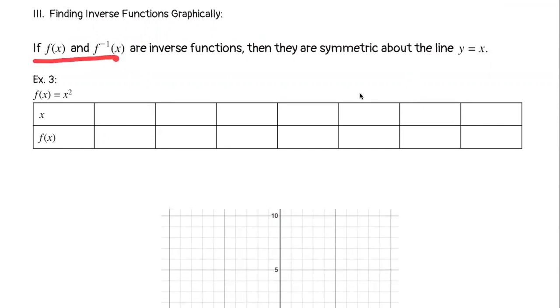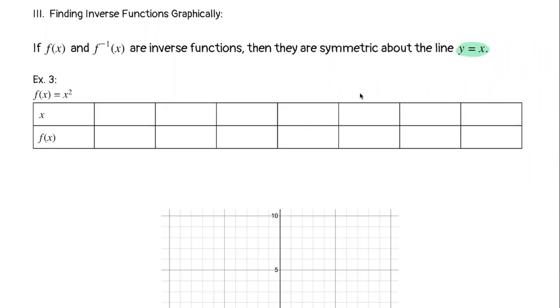Now, before we do that, maybe it would be important for us to read this sentence right here. If f of x and f minus 1 of x are what we call inverse functions, then the following thing is true. It turns out that they are symmetric about the line y equals x. And so this line y equals x, we're going to go ahead and color that one green. And we're going to use that when we draw that on the graph, okay?